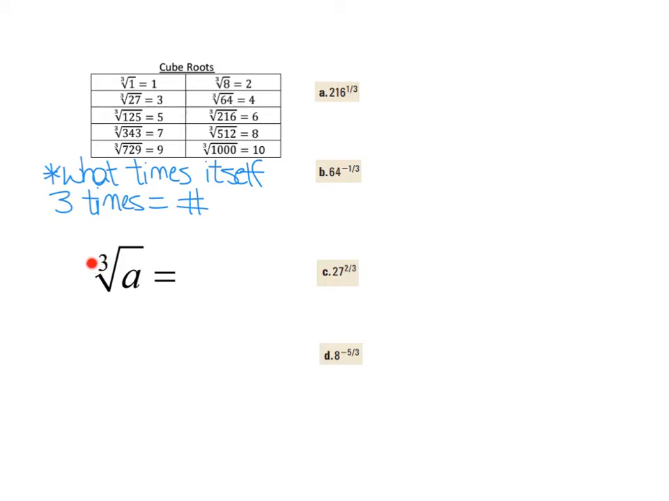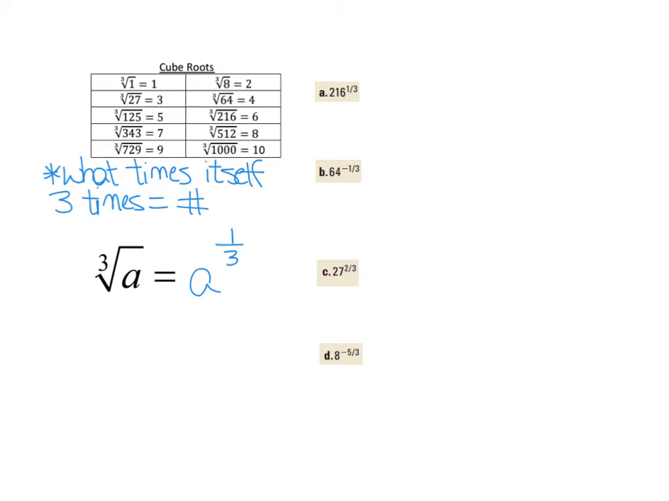Well, my index, the number out here by the radical, is a 3. So the cube root of a would be a to the 1/3. That denominator equals your root. Since this is the cube root of a, we put a 3 in the denominator. So very similar. Let's look at a couple of these.